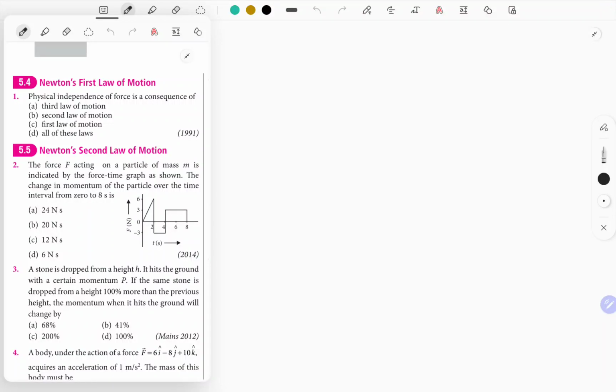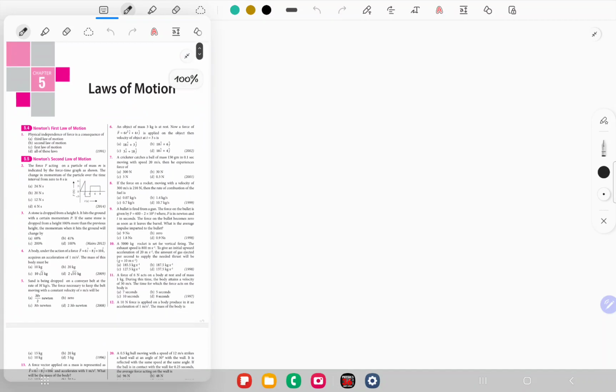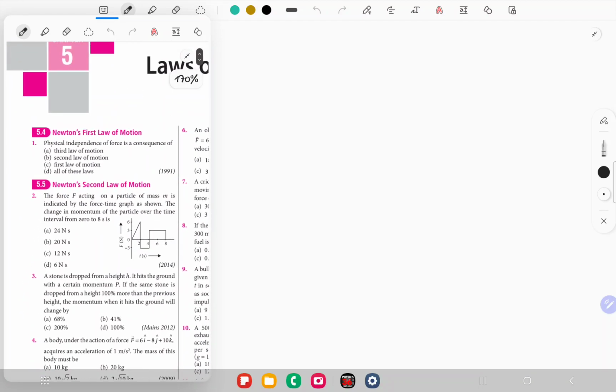How are you all? Hope you are enjoying the series of solving previous year questions of NEET examination. We are close to the fourth chapter, that is laws of motion. Let me start numericals which came in previous NEET based on the chapter laws of motion. Let's get started.